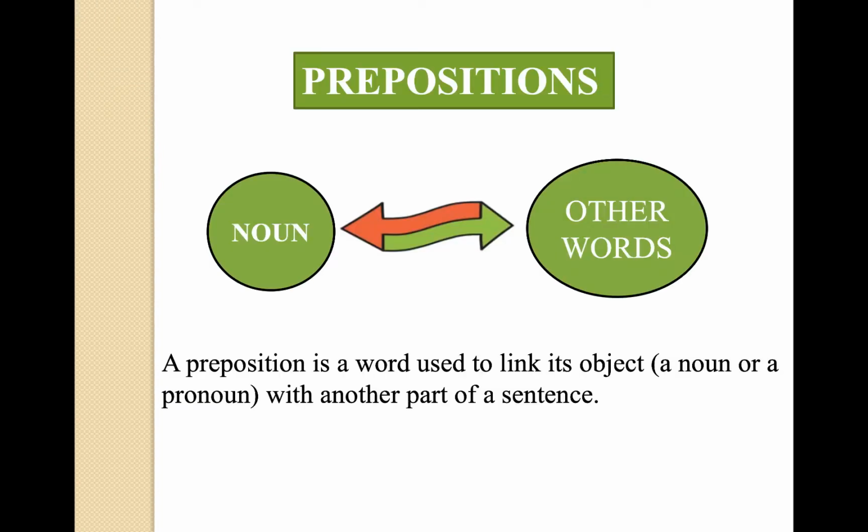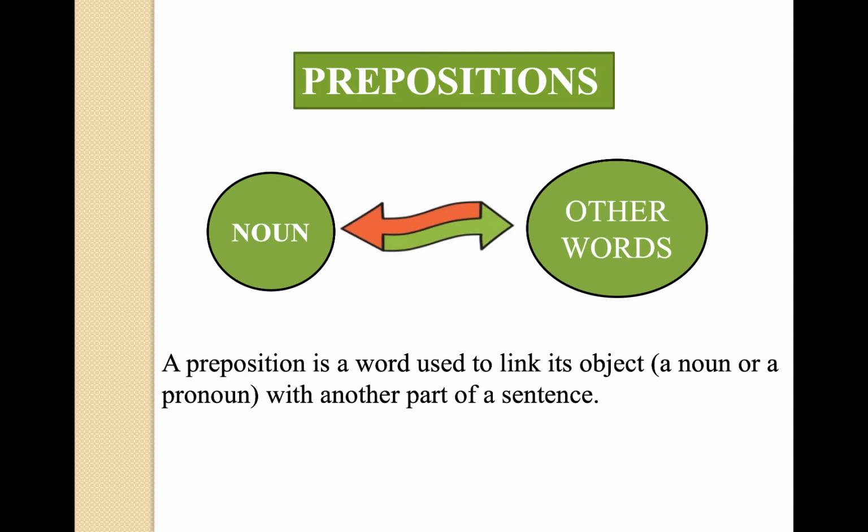A preposition is a word used to link its object, a noun or a pronoun, with another part of a sentence. The other part of the sentence may be a noun, a verb, or an adjective. A preposition does the work of representing the relationship between a noun and other words of a sentence.